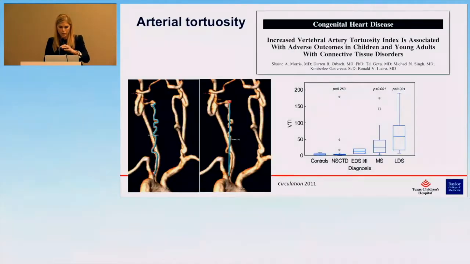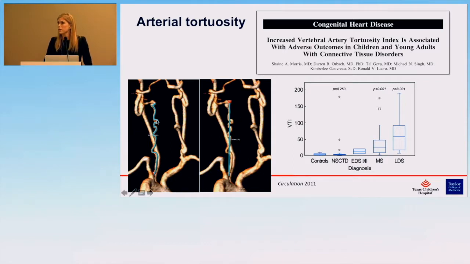So I can't give a talk without talking about tortuosity, for those of you who know me. One of the predictors that I've found really interesting, and in fact I think it's one of the only non-size predictors that's been shown to predict dissection, is vertebral artery tortuosity, and probably this is just a sign of all sorts of arterial tortuosity. This is a paper from a few years ago where we looked at the vertebral arteries in patients who, most of our cohort, it was 90 children, it was a pilot study, mostly with Marfan syndrome, but some patients with TGFBR1, TGFBR2 mutations, and a few other conditions.